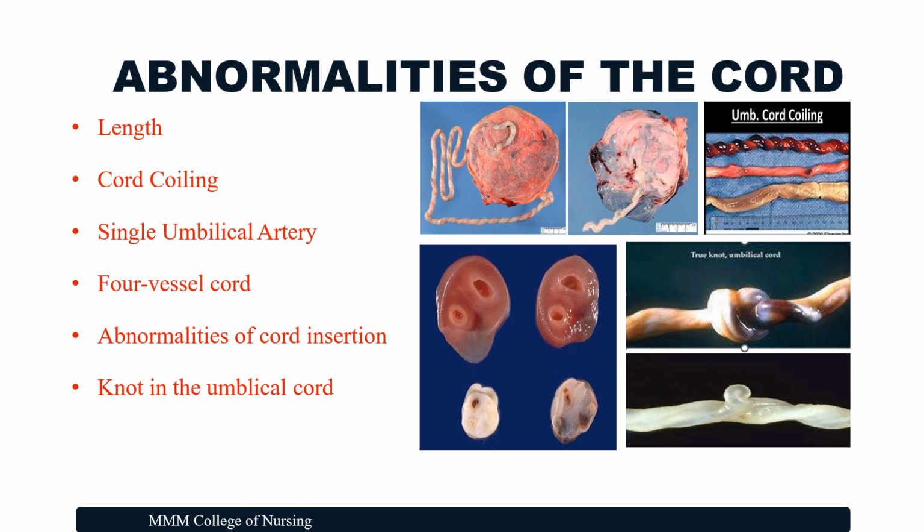These are the cord abnormalities. Length, in that short cord, long cord, then cord coiling, single umbilical artery, four vessel cord, abnormalities of cord insertion, knots in the umbilical cord. This also I explained in my previous video.